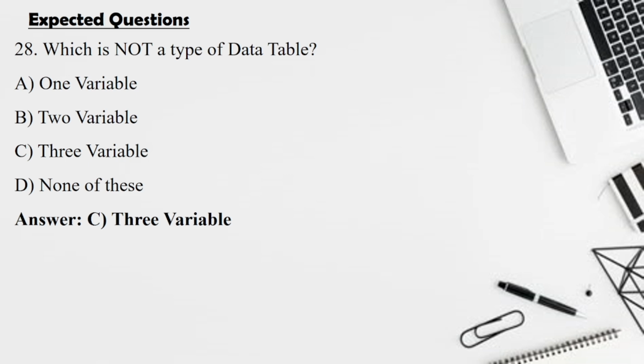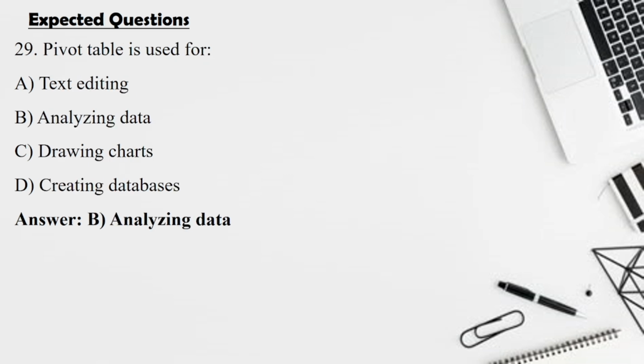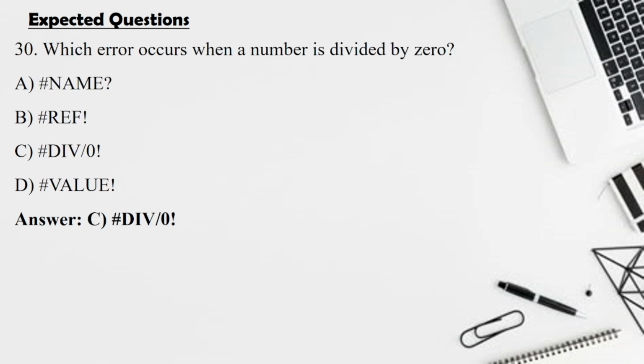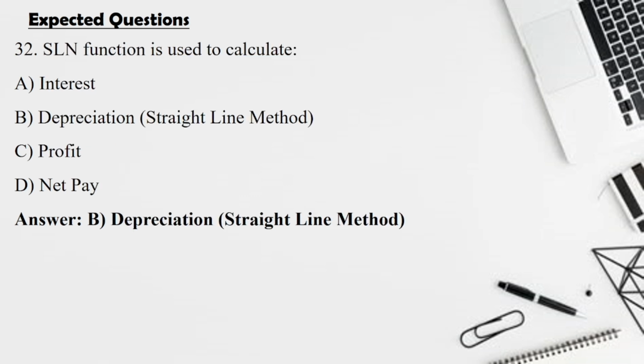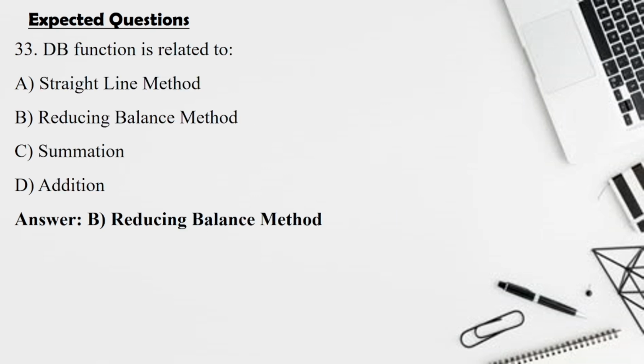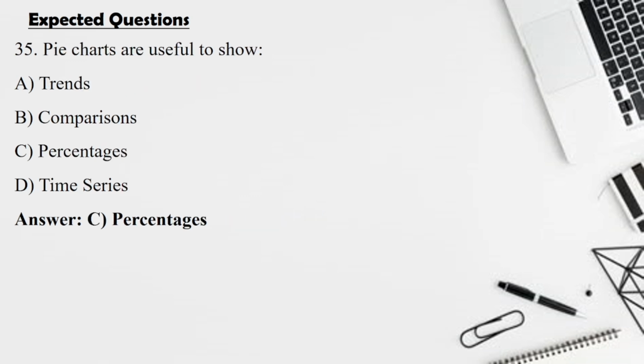Which is not a type of data table? 3 variable. We have only 1 variable and 2 variable. Pivot table is used for analyzing the data. Which error occurs when a number is divided by 0? The C is the answer. Gross pay formula: basic pay plus dearness allowance, house rent allowance plus traveling allowance plus other allowances. SLN function is used to calculate depreciation using straight line method. DB function is related to reducing balance method, second method.